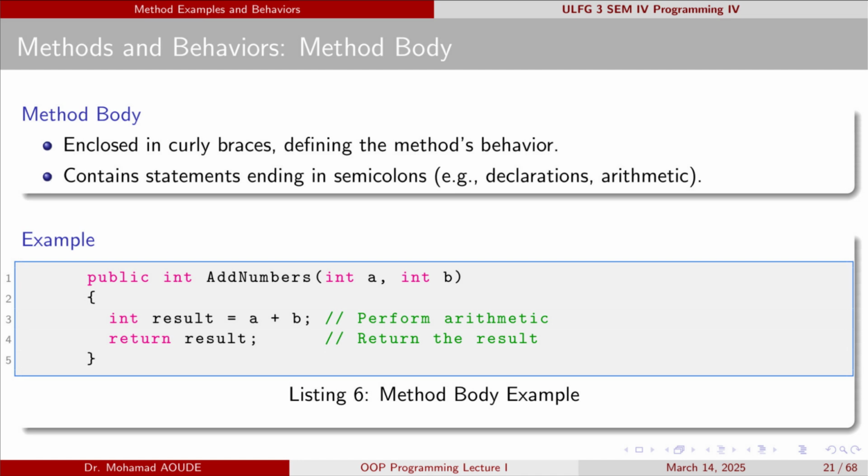The body of a method is where the action happens. It's enclosed in curly braces and contains statements like declarations, calculations, loops, and returns. This example shows a simple add numbers method. It declares a variable result, adds the two parameters a and b, and then returns the result. The method body defines what the method actually does when it's called.